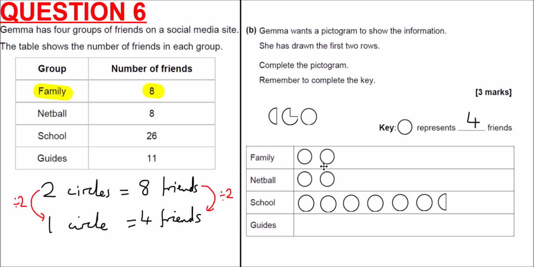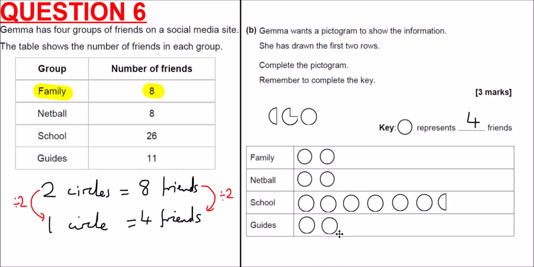Your diagram doesn't have to be perfect, but you need to show your circles clearly and make sure your circles are circular enough so that your full circles aren't mistaken for a semicircle. So you don't need to be a Pablo Picasso when you're drawing these, but try and be as accurate with drawing your shapes as you can. For the final row, guides, we have 11 friends. And so what we need for guides is 2 complete circles, which takes us to 8 friends.